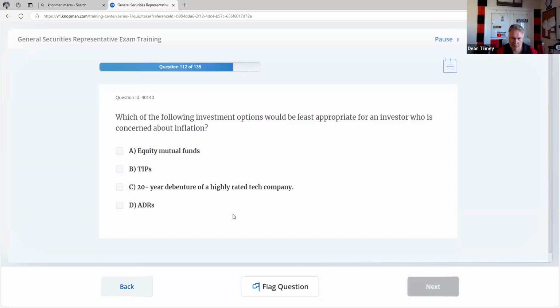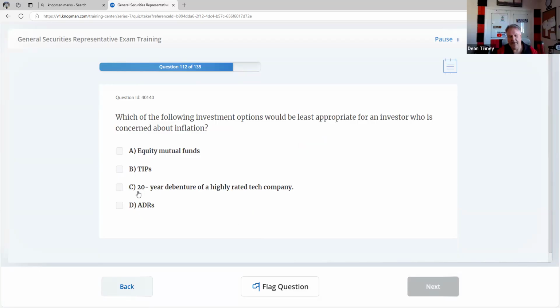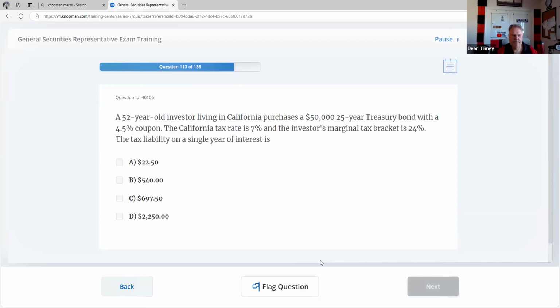Which of the following investment options would be least appropriate for an investor concerned about inflation? Least appropriate would be the 20-year debenture. Right on. Yeah, that's not gonna work. A 52-year-old investor living in California purchases 50,000 25-year treasury bonds with a 4.5% coupon. The California tax rate is 7, and the investor's marginal tax bracket is 24. The tax liability on a single year of interest is.